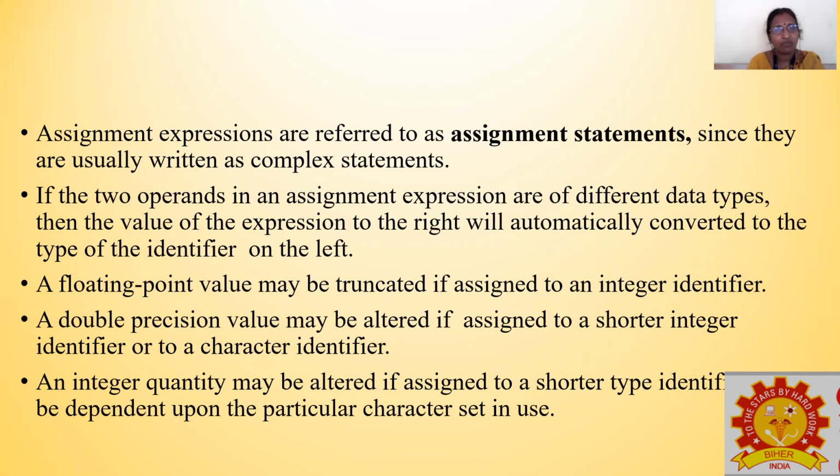If the two operands in an assignment expression are of different types, then the value of the expression on the right will automatically be converted to the type of the identifier on the left. A floating point value will be truncated if assigned to an integer identifier. A double precision value may be altered if assigned to a short integer. An integer quantity may be altered if assigned to a shorter type identifier, which may depend upon the particular character set in use.